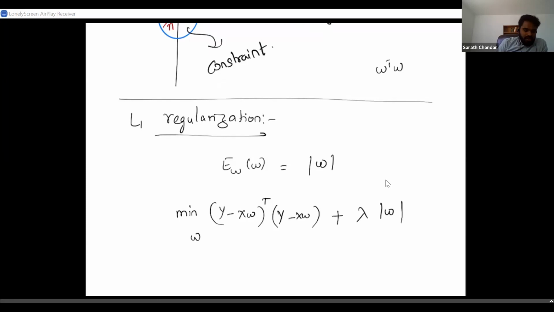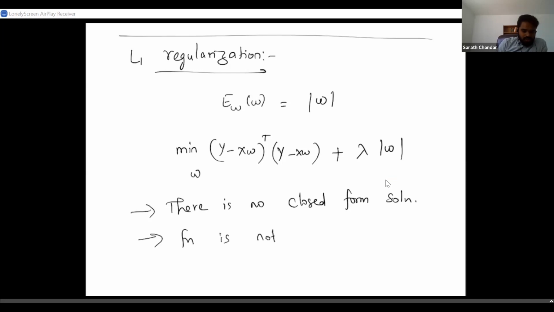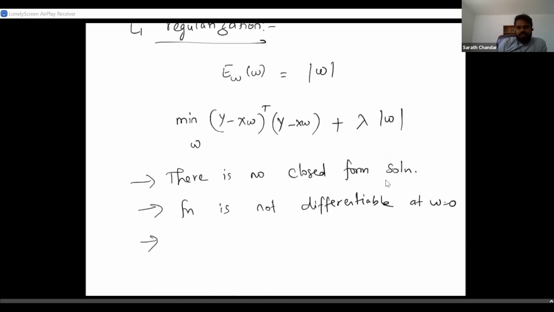mod W, okay? So in this case, for L1 regularization, there is no closed form solution. Also, this function is not differentiable at W is equal to 0. Just like how we call L2 regularization as ridge, this is also known as lasso.